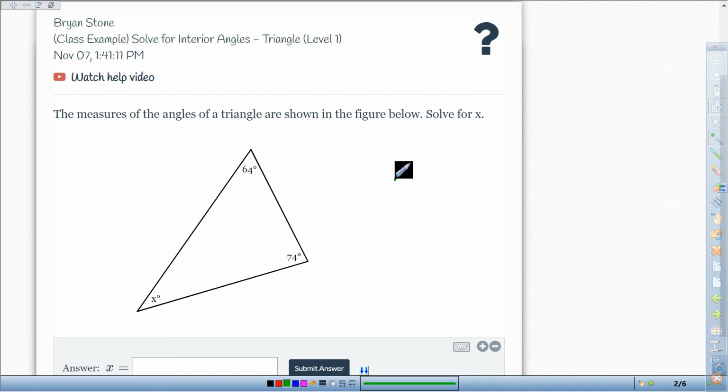On these particular problems, what I recommend doing is grabbing a calculator, taking 180, and subtracting the other two angles, 64 and 74, to get the value of your missing angle. Just so I don't mess up, I'm going to grab a calculator and do my subtraction. It looks like I'm getting 42. So that's what you can go ahead and click in here.